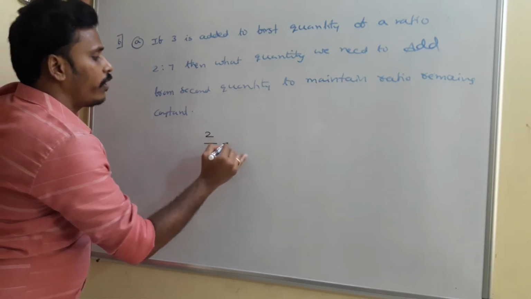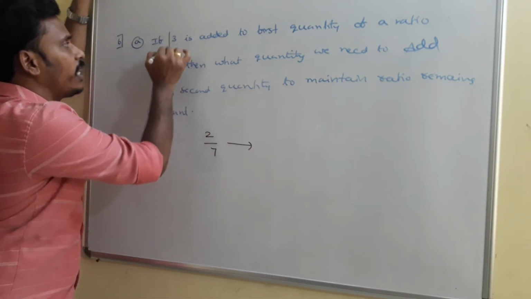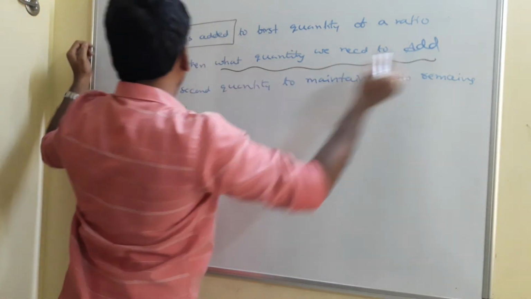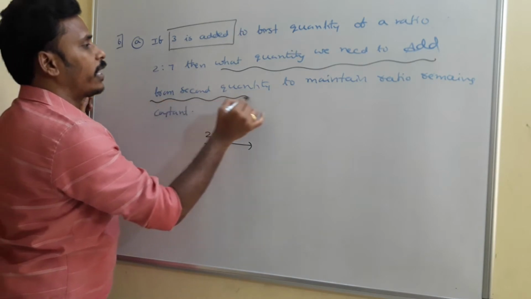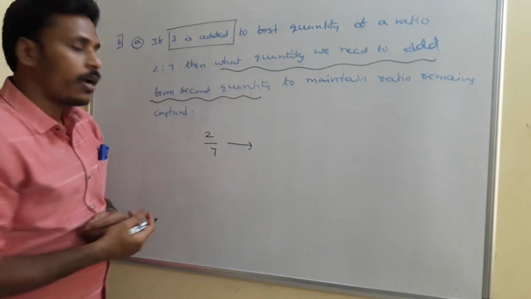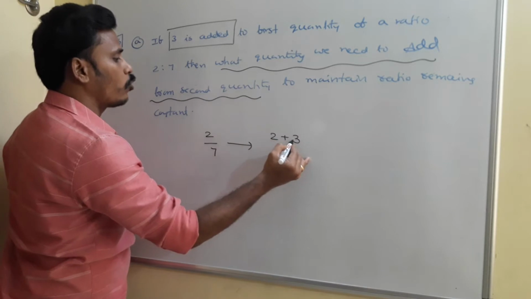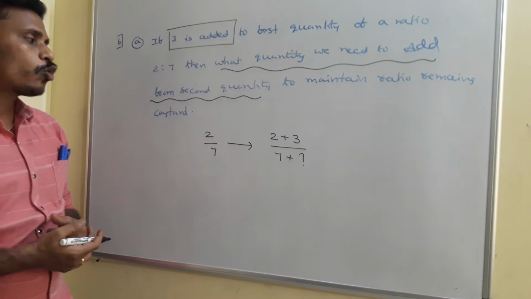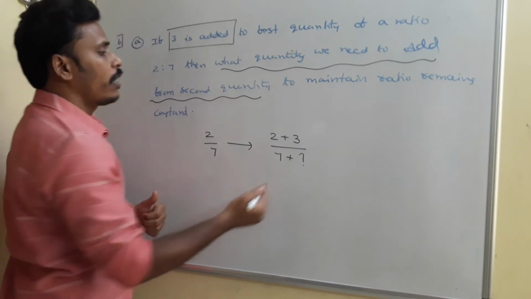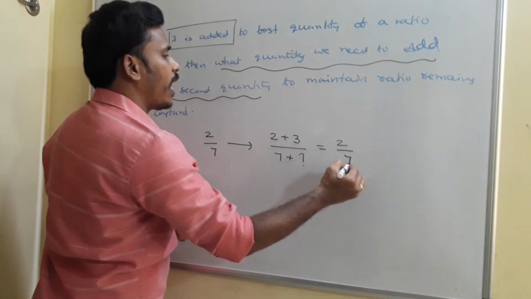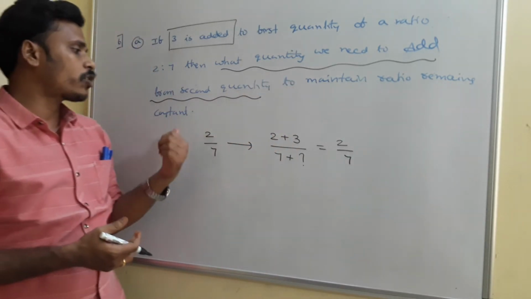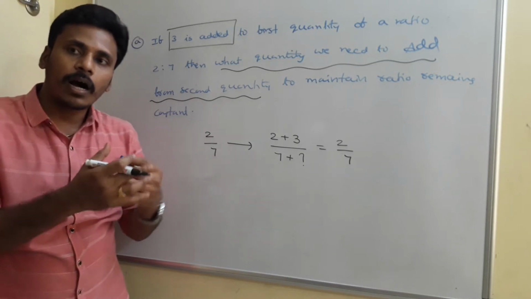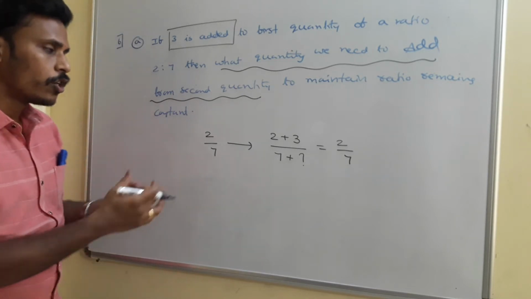Okay. See, then we need to change. 3 is added to the first quantity, and what quantity we need to add to the second to maintain the ratio as constant. And that's why you just add 3 for the first one, 2 plus 3 divided by 7 plus I don't know what to add. So 2 plus 3 divided by 7 plus something, and that is again equals to 2 by 7 as the ratio remains constant. Okay, see, add 3 for the first quantity and add some unknown value for the second quantity so that the ratio is same.